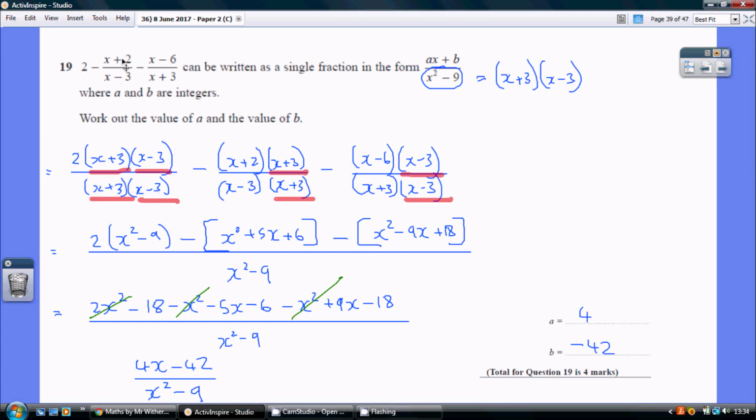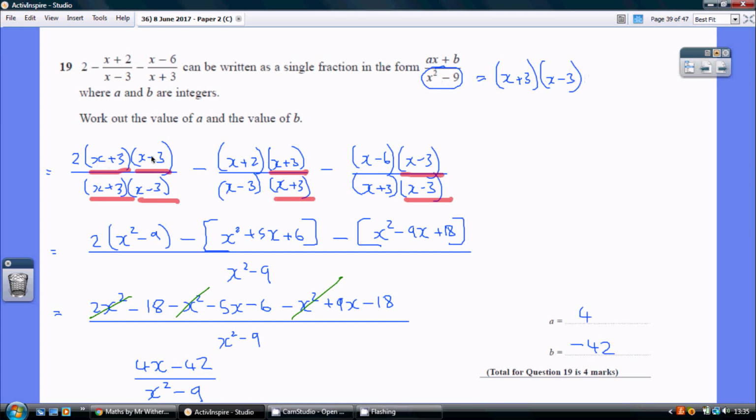With regard to this term here, x plus 2 over x plus 3, I only need to multiply top and bottom by x plus 3 to have the common denominator x minus 3, x plus 3. And with this third term here, I have to multiply top and bottom by x minus 3. So the key bits are the bits I've underlined in red. That allows us to have this common denominator, which is x plus 3 times x minus 3, which in other words is x squared minus 9.